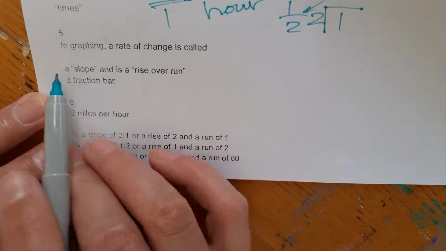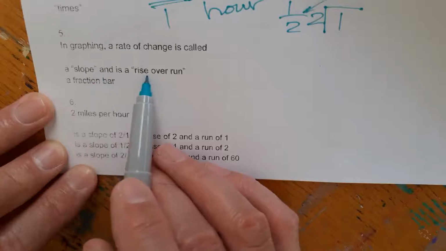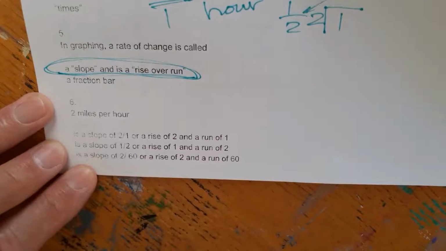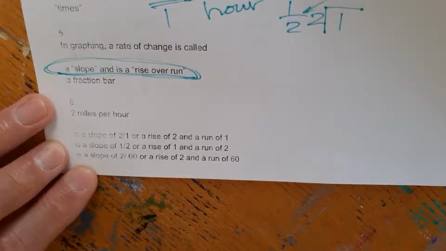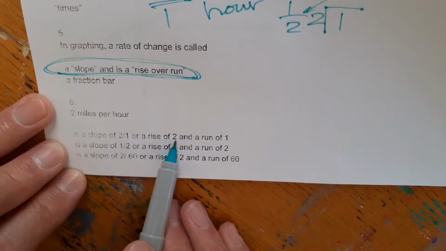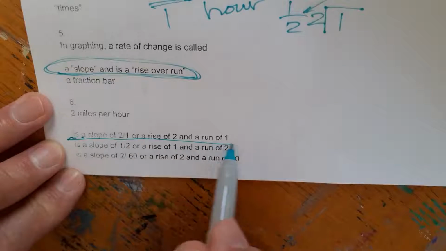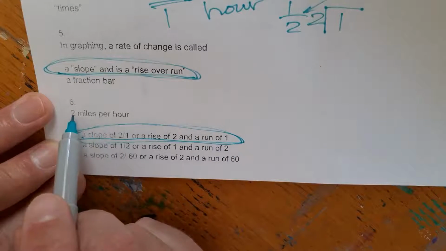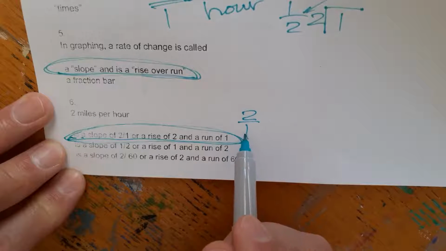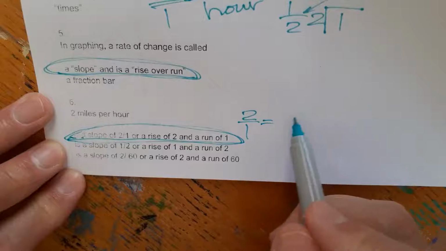In graphing, a rate of change is called a slope and is a rise over run. That's true. In graphing, our rate of change is a slope. 2 miles per hour is a slope of 2 over 1, or a rise of 2 and a run of 1. That's exactly what slope is.